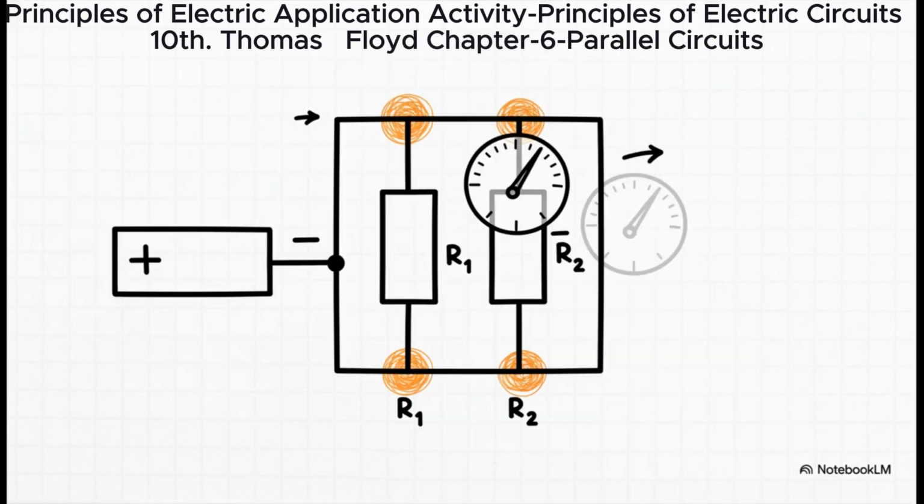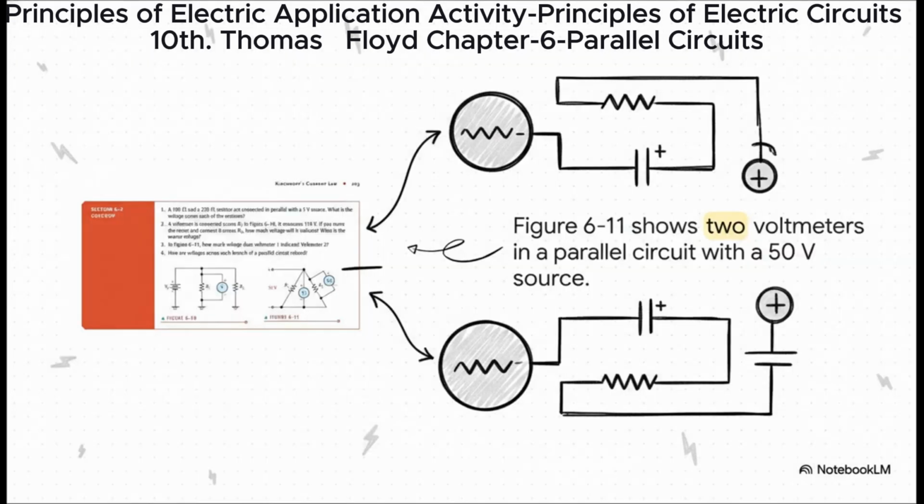118 volts. And this just perfectly demonstrates our main point. Since R1 and R2 are in parallel, they are connected to the same two nodes, so the voltage across them must be identical. Okay, last checkup question.